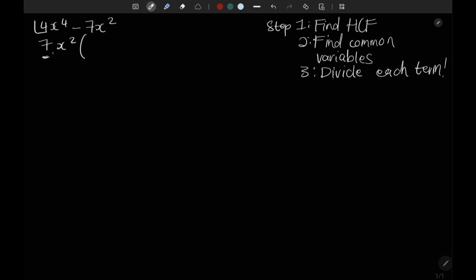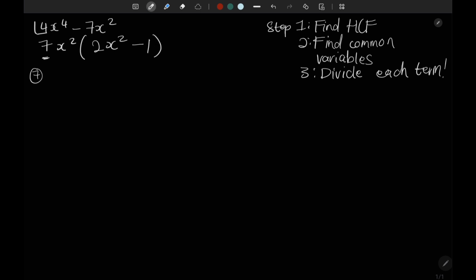14 divided by 7 is 2. 2, let's go to the variables. 4 minus 2 is 2. So this becomes x squared. Negative 7 divided by 7 is negative 1. Let's not write down our 1 yet. Let's move to the variable. X squared and x squared. 2 minus 2 is 0. There's nothing left, so you can write this as 1. Let's move to number 7.